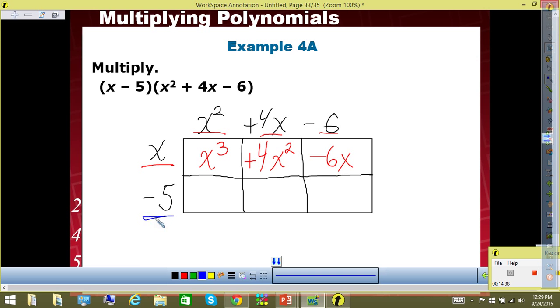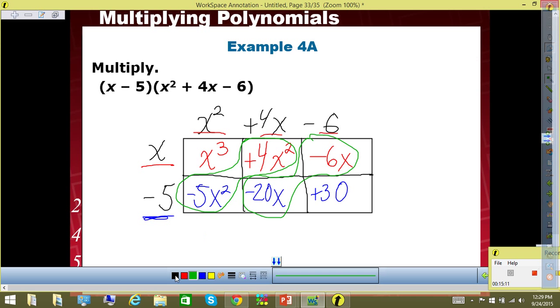Let's go to the second term. Negative 5 times x squared, negative 5x squared. Negative 5 times 4x, negative 20x. And negative 5 times negative 6, that's positive 30. Okay, hold on. Without rushing out, check this out. Do we have like terms here? Yeah, so draw one peanut right here so that you know you're going to combine those. Is there another like term? Yeah, so you're going to do another one on these, and you're going to combine these.